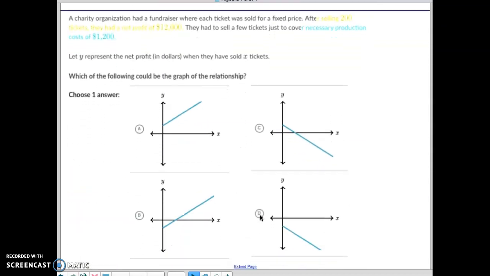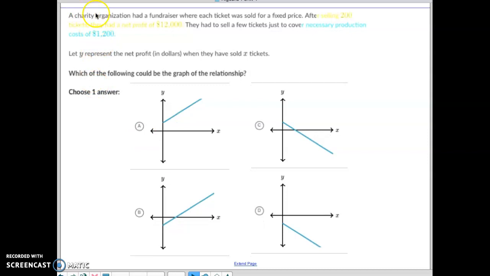All right, let's do one more example. A charity organization had a fundraiser where each ticket sold for a fixed price. After selling 200 tickets, they had a net profit of $1,200. So there's a point right there, and that point also tells you they're making money. So after selling tickets, they made money. So it's telling you that yes, it's a point, but it's also a line that's going up. And the more tickets they sell, the more money they make.